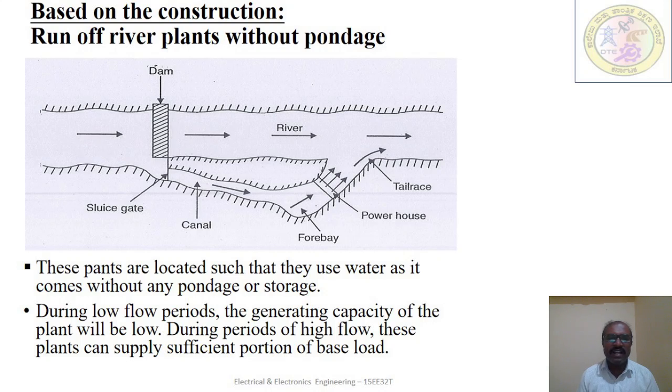The dam is constructed in such a way that a part of the water flowing through the river flows through a forebay and a canal, and the power is generated. Once again, the water is left to the river. These plants are located such that they use water as it comes, without any pondage or storage. During low flow periods, the generation capacity of the plant will be very low, because the generation of power in hydro plants mainly depends on water head and water flow. During periods of high flow, these plants can supply a sufficient portion of base load. If the water flow is high, the production of electricity will be high in this type of plant.